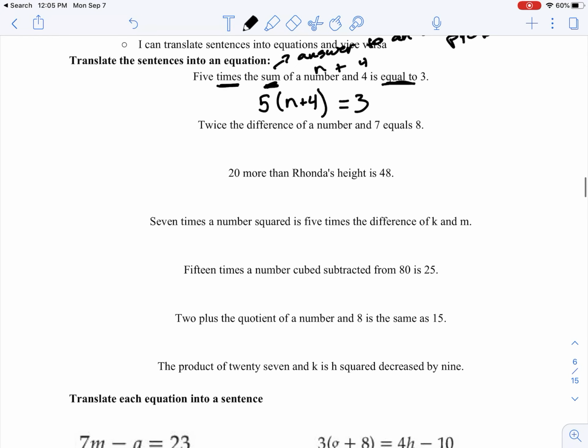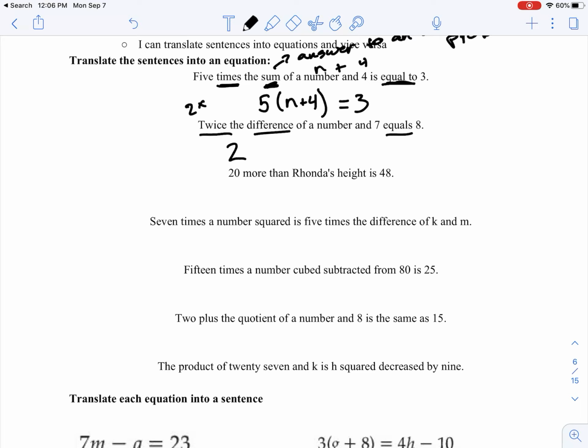Twice the difference of a number and 7 equals 8. Difference we know is subtraction. Equals is obviously the equal sign. And then twice is just another way to say 2 times. Okay, not 2x. That's a multiplication symbol, 2 times. So it's going to be 2 times something. Well, what is it going to be?